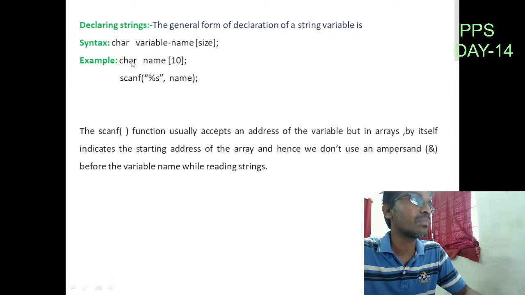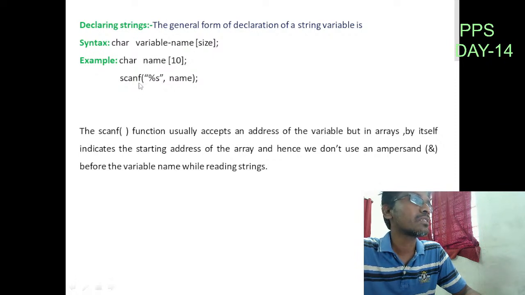Now coming to the example here: char is the data type, followed by the variable name, which is name, and followed by the size. Here 10 indicates that the name contains only 10 characters. That means up to 9 characters you can use for the name, and for the last character you should use the null character. For storing the null character you can assign the last value.